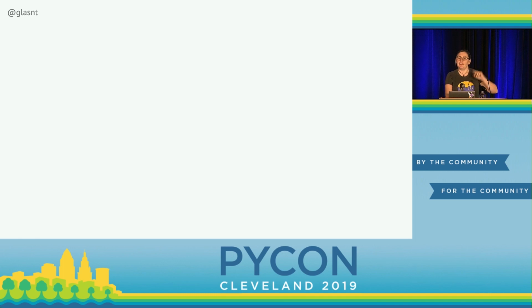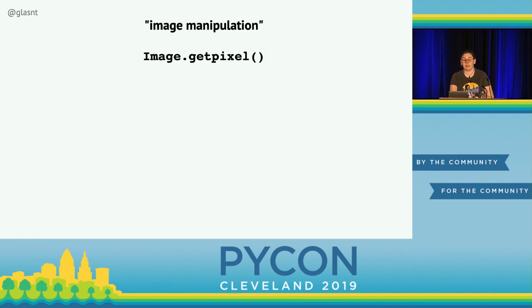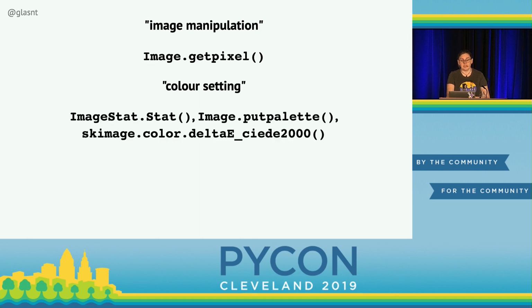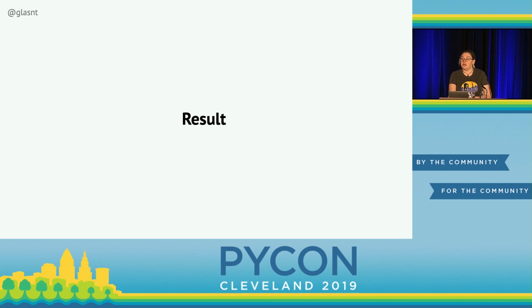So finally, I have these 3 problems solved. For image manipulation, we're using image.getpixel. For color setting, we're using ImageStat, putpalette, and then the scikit-image formula that we described earlier. And then for the cross-stitch charts, we're using HTML. And the result of solving all these problems is a Python pip installable package called I.